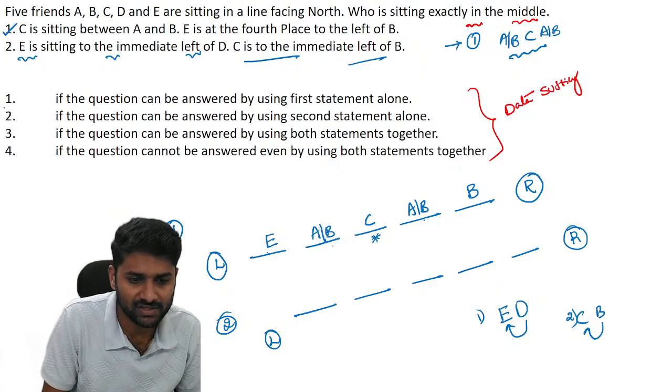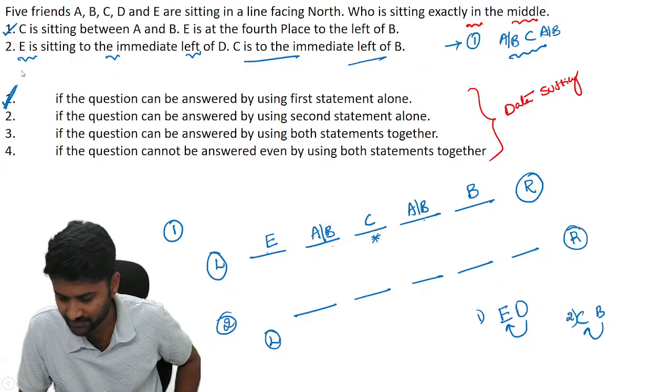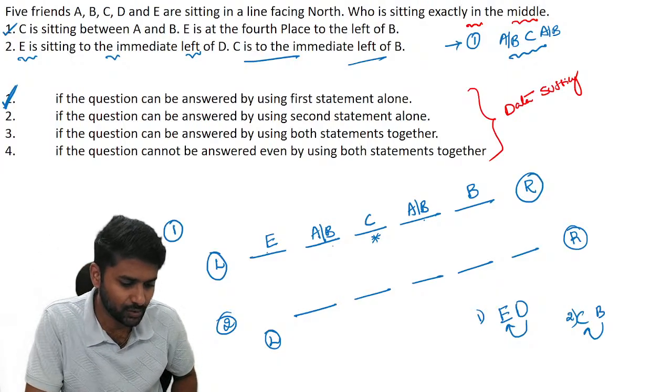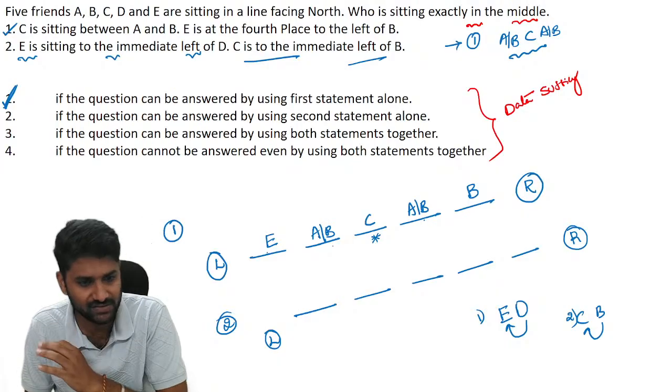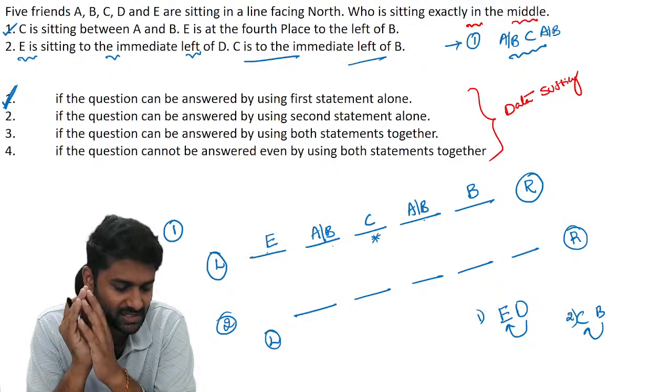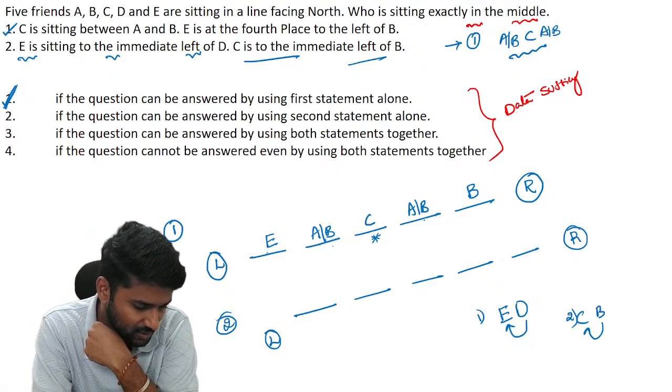That's why this question can be answered through statement 1 alone, so 1 is sufficient. But still you verified the second condition also, and you did not get any solution. That's why this question needs only statement 1 alone. So is it clear? Please let me know in the comments.